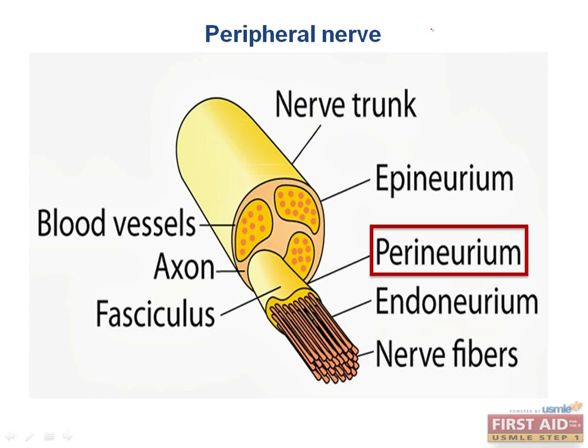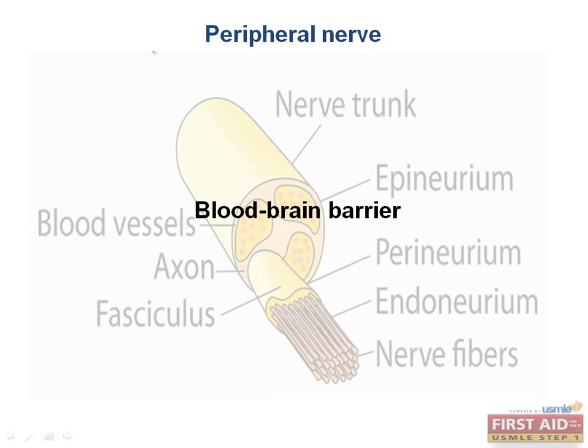Now, while we are at it, what other structure contains tight junctions and can also be an effective barrier for treatment of brain disorders? That would be the blood-brain barrier.